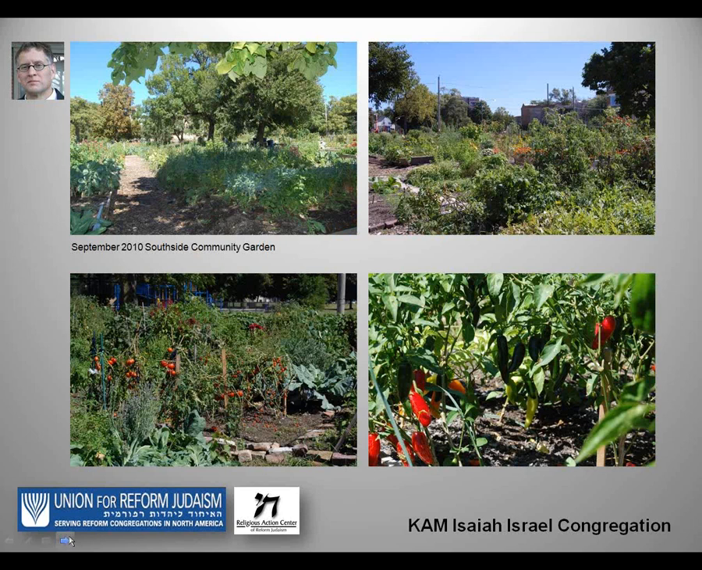This is an example of a community garden in the south side, a 1-acre community garden where we're going to start doing our gleaning project, where we actually have started doing our gleaning project.